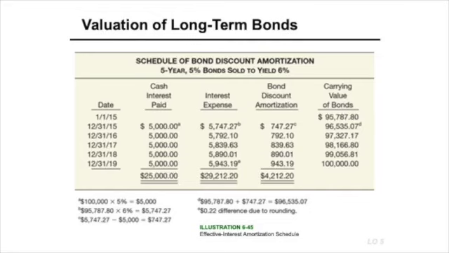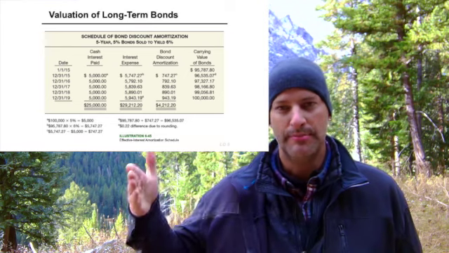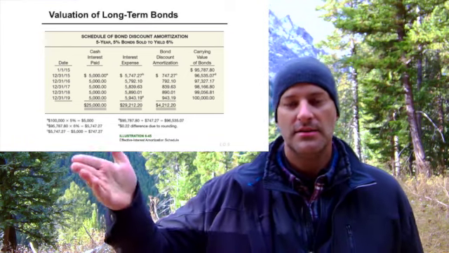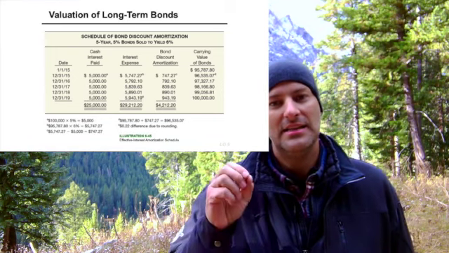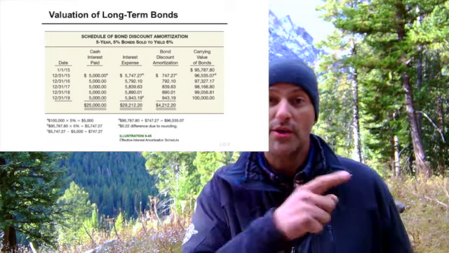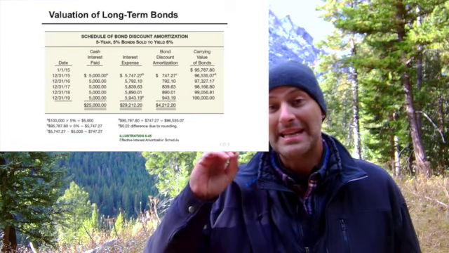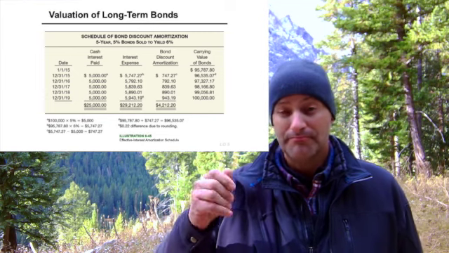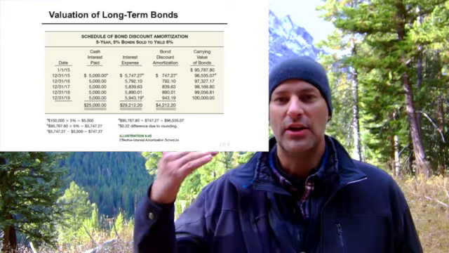So in our first year, we're paying $5,000 of interest, but the interest expense is 6% times $95,787, right? Because we're paying 6% on the amount we borrowed. We borrowed $95,787 at 6% interest. So the interest expense is $5,747. That's more than what we're paying out of $5,000. It's more by $747. So that difference is the amount that accrued that we didn't pay out. So it increases the value of the bond.